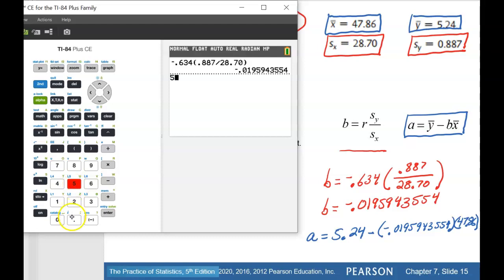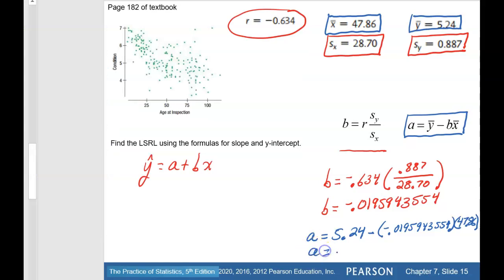In order to do that on your calculator, we're not going to type in that long decimal. We're going to say 5.24 minus, and I like to use the answer button. If you press second, and then answer, which is that red button, it says ANS, and then I can say times 47.86. I'd like everyone to use the answer button instead of rounding or typing in that long decimal. When you hit enter, that is the value of the y-intercept, which is 6.17785849.